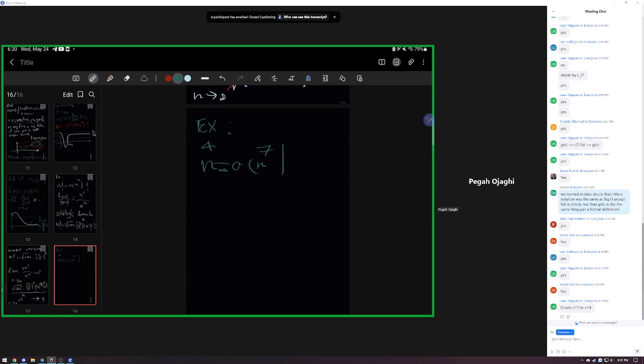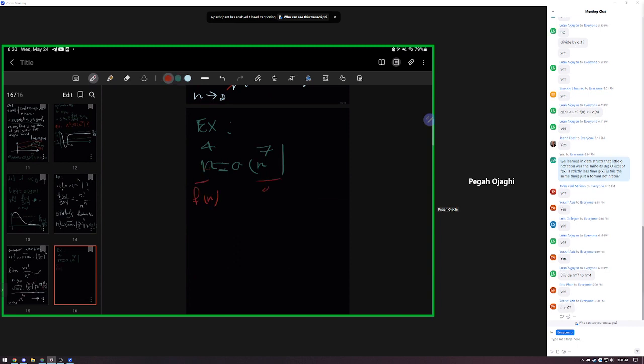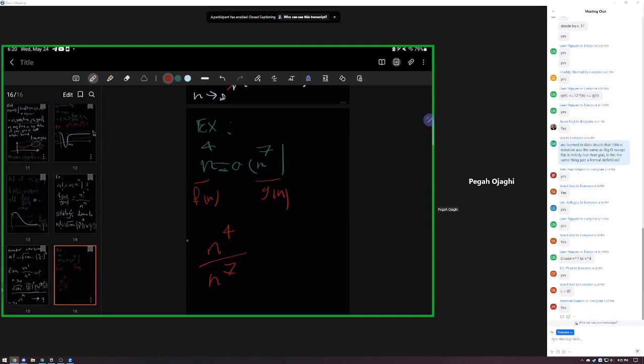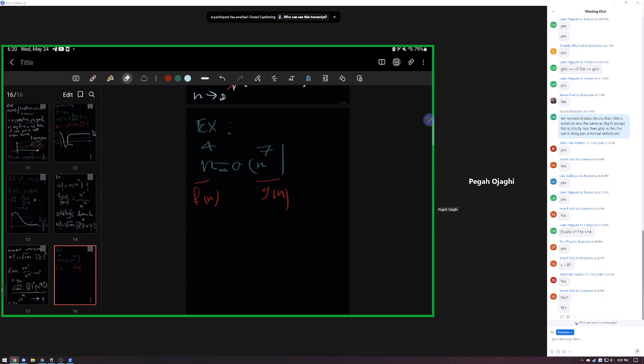Okay. Let's see. First of all, this is going to be f of n. This is going to be g of n. What I'm going to do, I divide n^4 by n^7, and I'm going to take the limit as n goes to infinity. So this is going to be the limit of 1 over n cubed as n goes to infinity. It means this is going to be 1 over infinity. It's going to be equal to 0. So it means it's correct. Does it make sense?